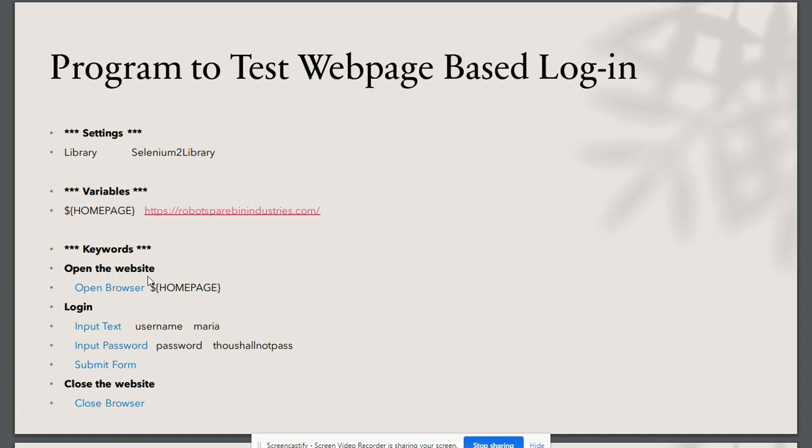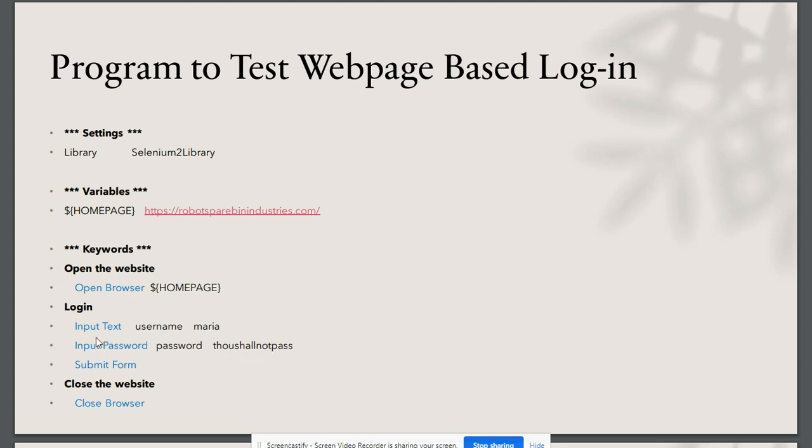So open the website, what it will do, it will call the built-in keyword of Selenium, open browser, and this is the address which is defined in the variable. Then it will write the username into the text field and the password into the password field. It will write Maria as the text in the input name, username, and 'those shall not pass' as the password.